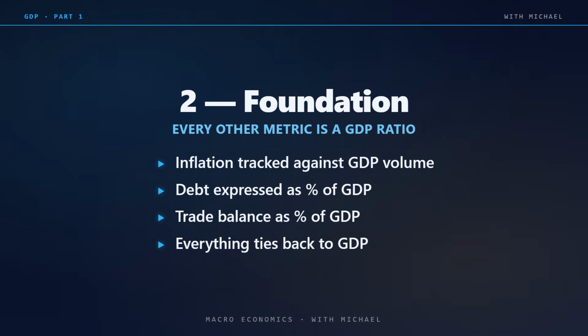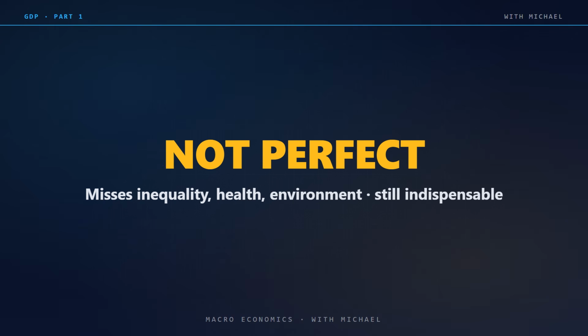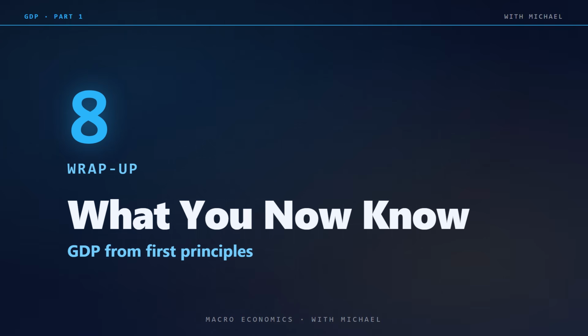Third, real GDP per capita is the closest approximation we have to overall living standards. Comparing real per capita GDP across countries gives us a rough sense of how prosperous each economy is. Tracking real per capita GDP over time tells us whether ordinary citizens are getting richer or poorer. GDP is far from a perfect measure of welfare. It does not capture inequality, health, education, environmental damage, or non-market production. But it remains the most important economic statistic we have. And every refinement to our understanding of macroeconomic policy starts with a clear grasp of what GDP actually is.